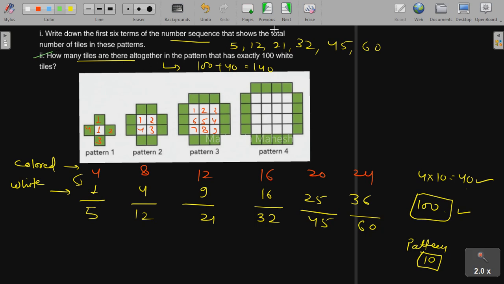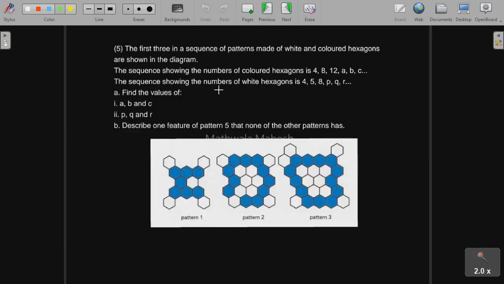So now moving to the next one, fifth question. The first three in a sequence of patterns made of white and colored hexagons are shown in the diagram. The sequence showing the number of colored hexagons is 4, 8, 12 and ABC. The sequence showing the number of white hexagons is 4, 5, 8 and PQR. Find the values of ABC.